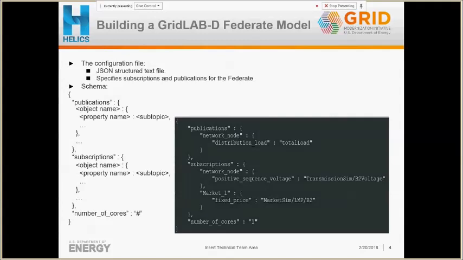The publication schema and subscription schema is fairly simple. You just use the object name, and then underneath the object name is the property that you wish to publish. So each property should have a subtopic associated with it. As in the example shown here, we have an object called network node, and we are publishing the distribution load property of it, and it is being published to the total load topic.